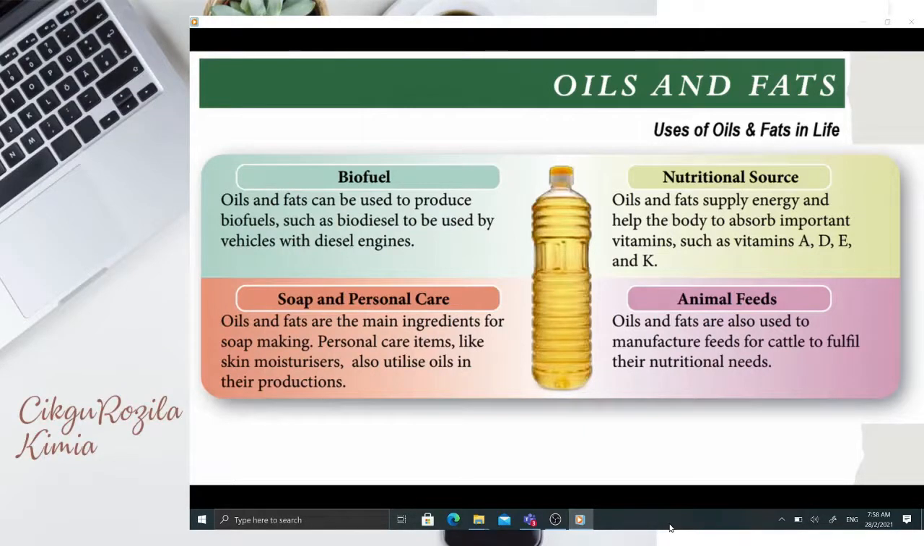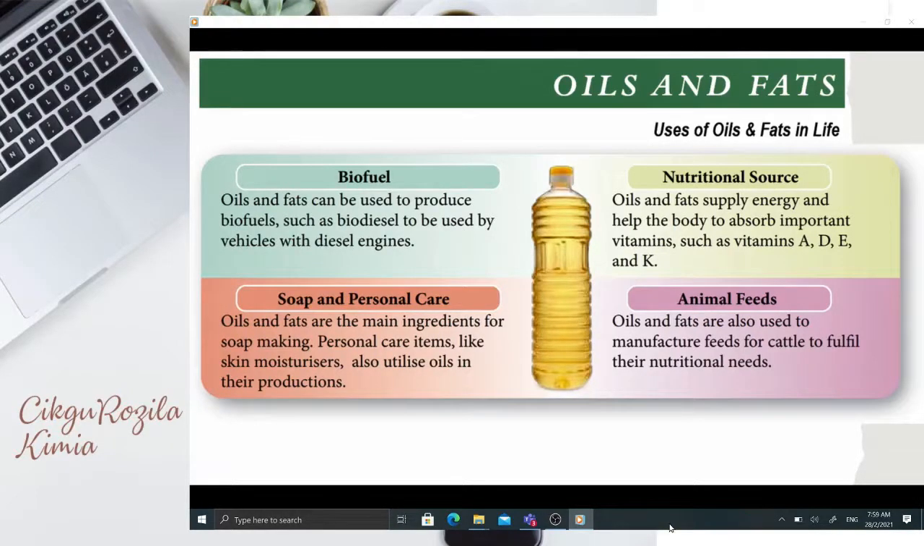Okay, selain daripada itu, dia juga helps the body to absorb important vitamins such as vitamin A, D, E, K. Vitamin A, D ni dia hanya larut di dalam lemak. So kalau tak ada lemak, kita punya badan tak boleh nak absorb vitamin A, D, E dan K.